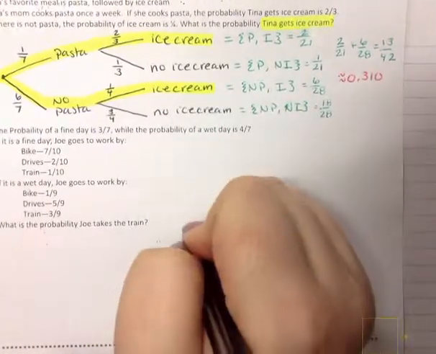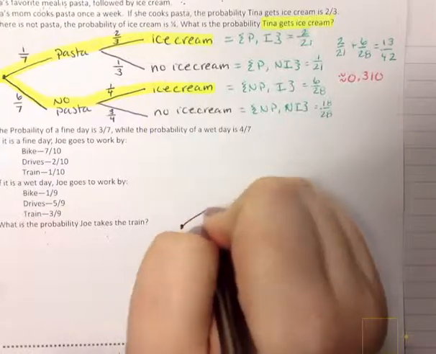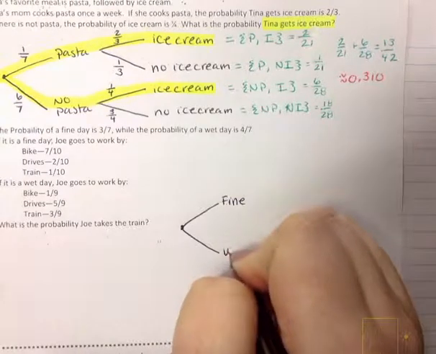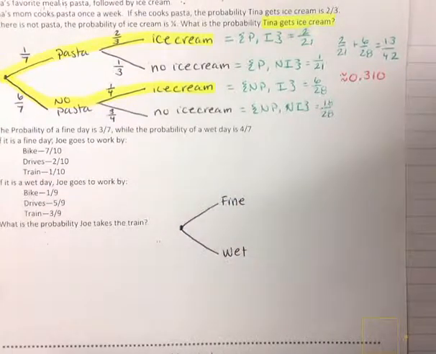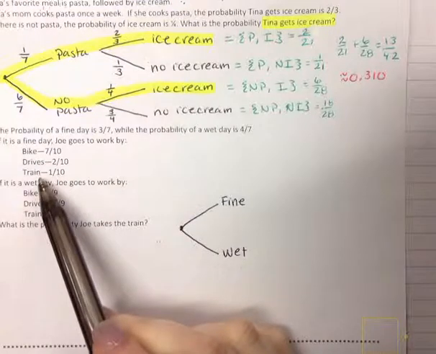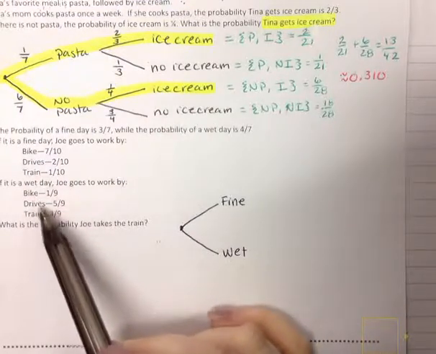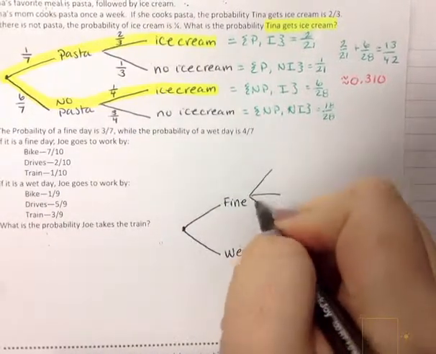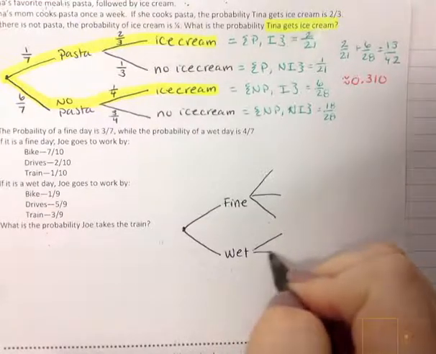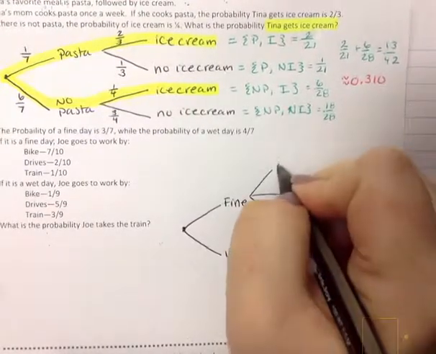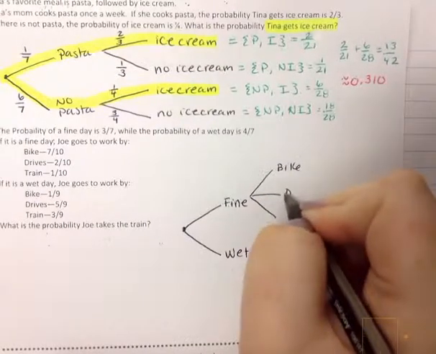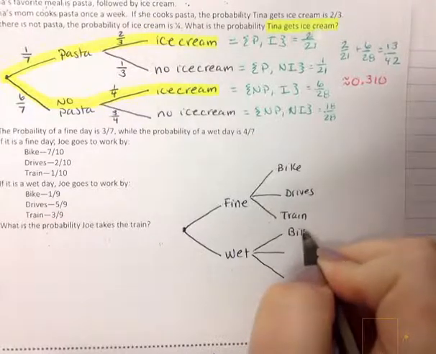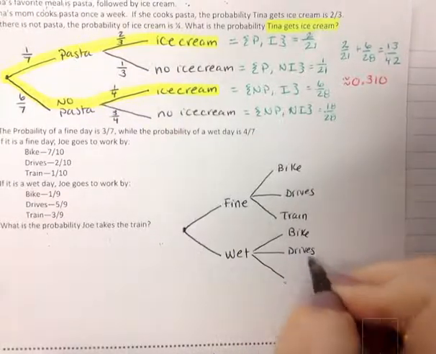So our tree gets a little different. We're still going to have our starting point. We're going to have a fine day or a wet day. I'll go and put the numbers in just a moment. But then we have bike, drives, and train. And then if it's a wet day, also bike, drives, and train. So we have 3 branches coming off of each of these. So bike, drives, or train. I'll put bike, drives, train, bike, drives, train.